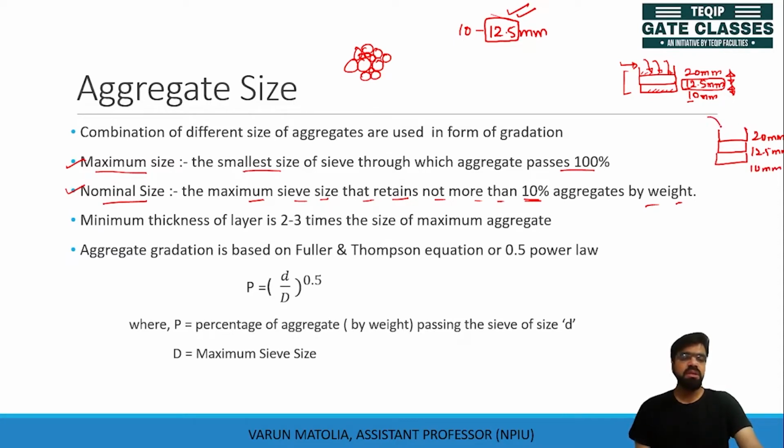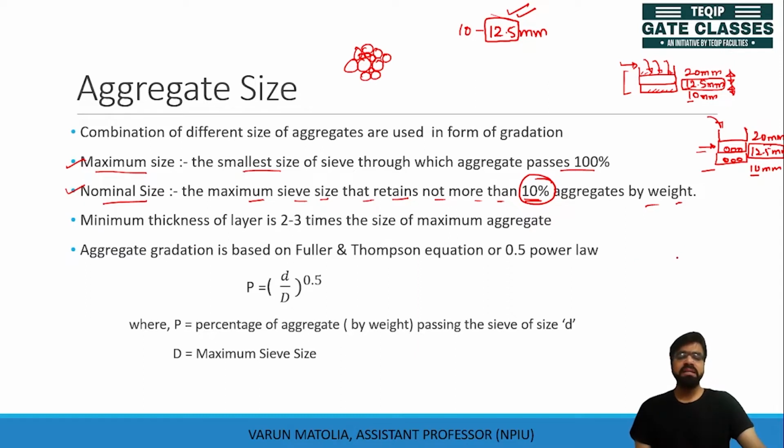From this sieving, we found that around 8 to 9% of the aggregates stays over 12.5 mm sieve and 5 to 6% aggregate stays over 10 mm sieve. So for this gradation, this 12.5 mm sieve size is your nominal size, because if we compare these two sizes, 12.5 mm is the maximum sieve size that retains not more than 10% of the aggregates by weight. So this is nominal size.